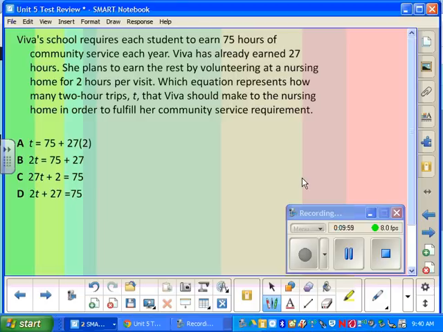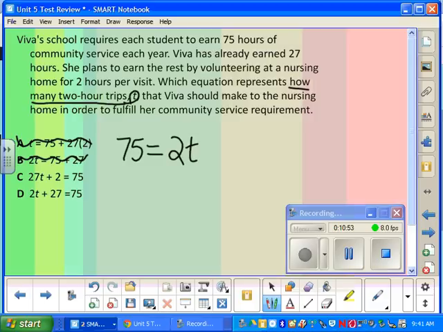Viva School requires each student to earn 75 hours of community service each year. Viva has already earned 27 hours. She plans to earn the rest by volunteering at a nursing home for 2 hours per visit. Which equation represents how many 2-hour trips T that Viva should make to the nursing home in order to fulfill her community service requirement? Okay, this one's pretty easy. We know that the total hours is 75, so that's going to be the answer. And then we're doing 2 hours per visit. Remember, when I say per visit, you're going to have a variable beside that.